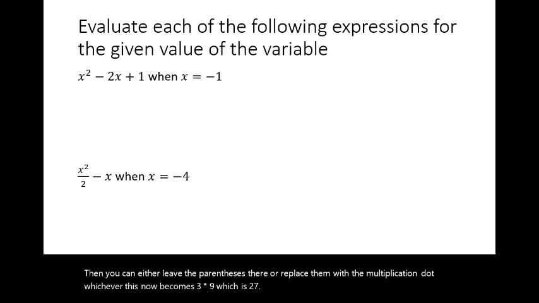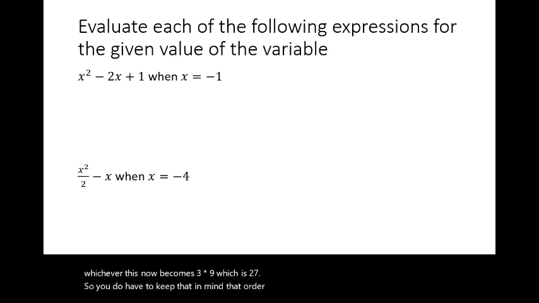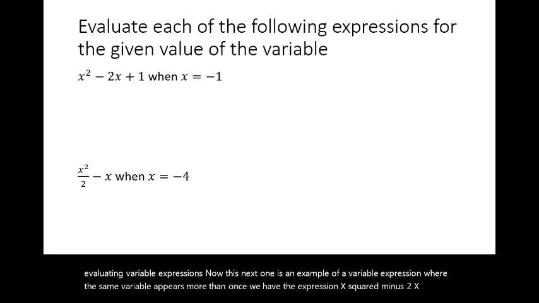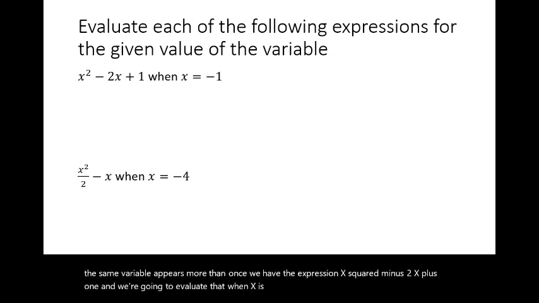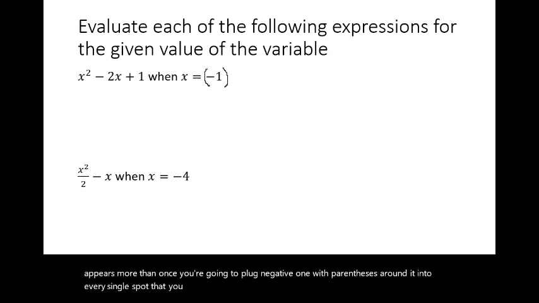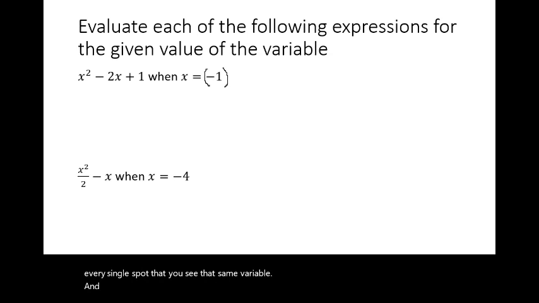So you do have to keep that in mind, that order of operations always applies even when you are evaluating variable expressions. Now this next one is an example of a variable expression where the same variable appears more than once. We have the expression x squared minus 2x plus 1, and we're going to evaluate that when x is equal to -1. So if your variable appears more than once, you're going to plug -1 with parentheses around it into every single spot that you see that same variable. And again, especially with hidden multiplication and the exponent, parentheses are absolutely required.